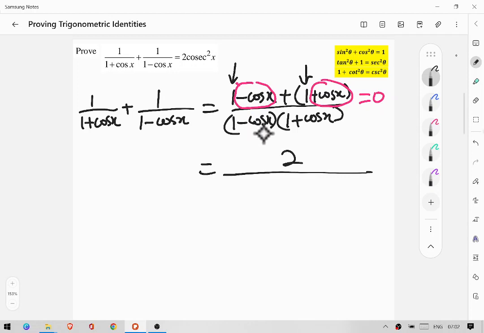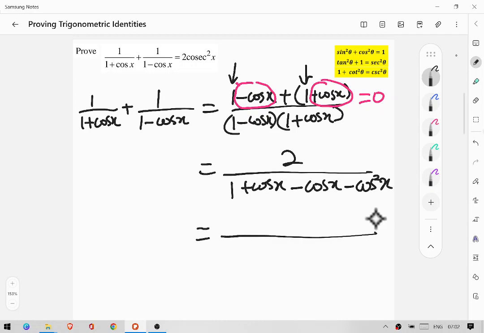Next, in the denominator, we just expand these two brackets. So 1 by 1 is 1, 1 by plus cos x is plus cos x, and then minus cos x with 1, and then minus cos x times plus cos x is minus cosine squared x. Theta, my bad, x. Okay, next, this one we can simplify, it becomes 0. So it leaves us with 1 minus cos squared x.